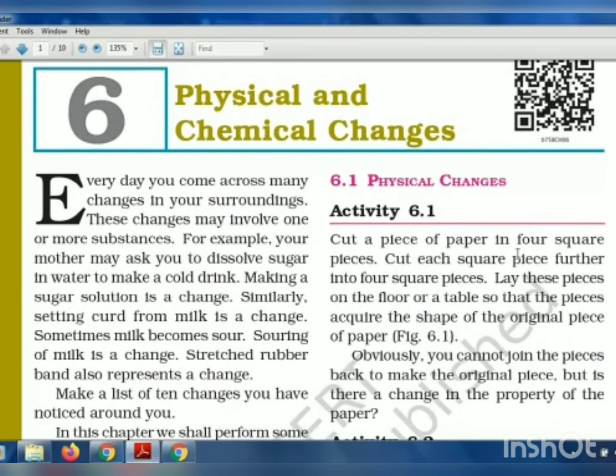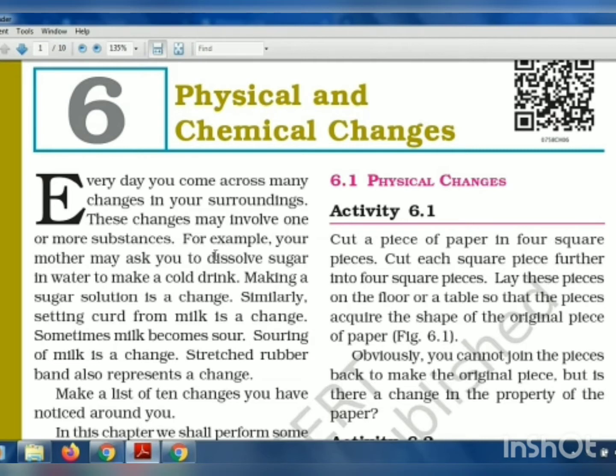We have completed up till now the first 5 chapters in science. Now we move further and start with the next chapter, that is the sixth chapter about physical and chemical changes. So, in our day to day life, we come across many changes. Some we notice and some we don't notice because we are not aware that that's a physical change or that's a chemical change.